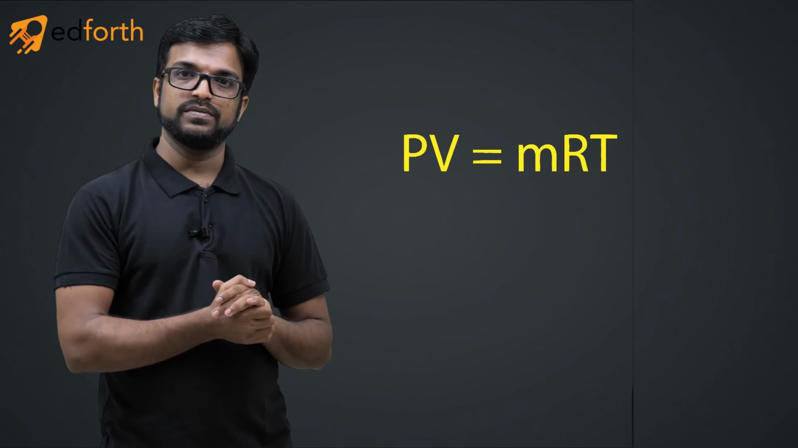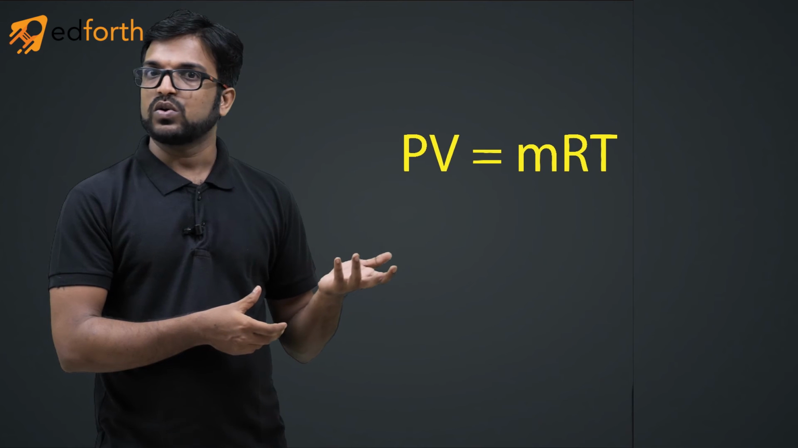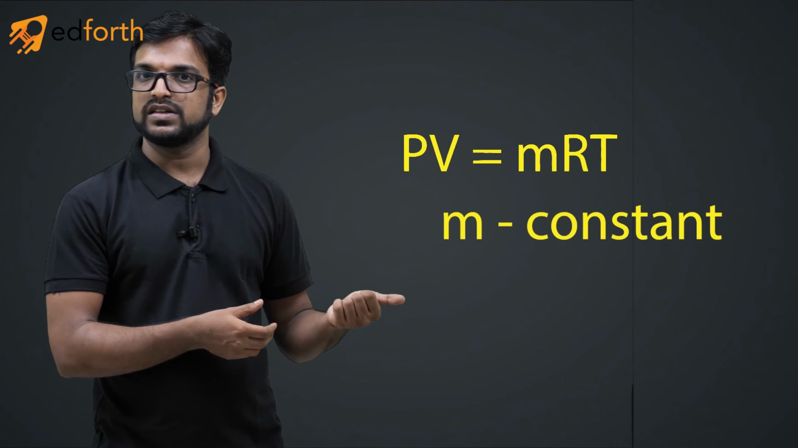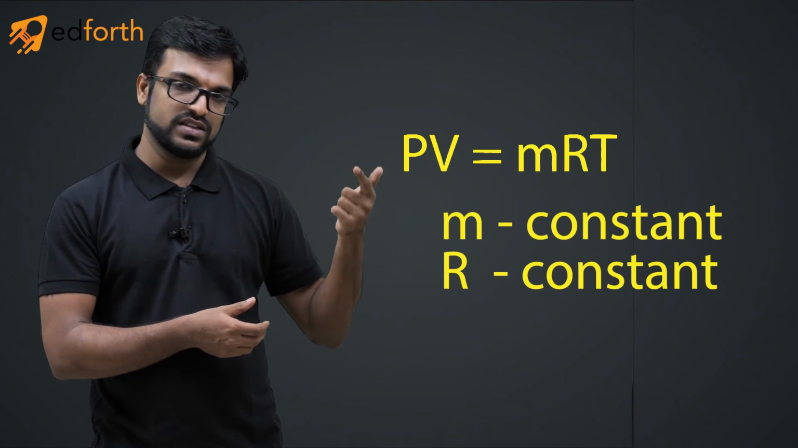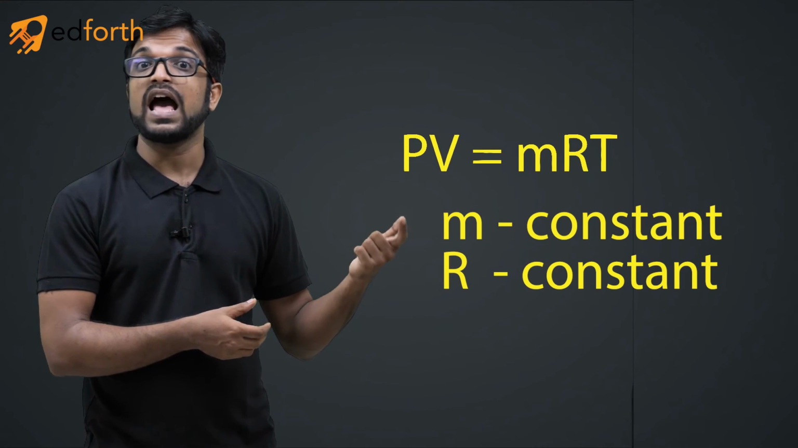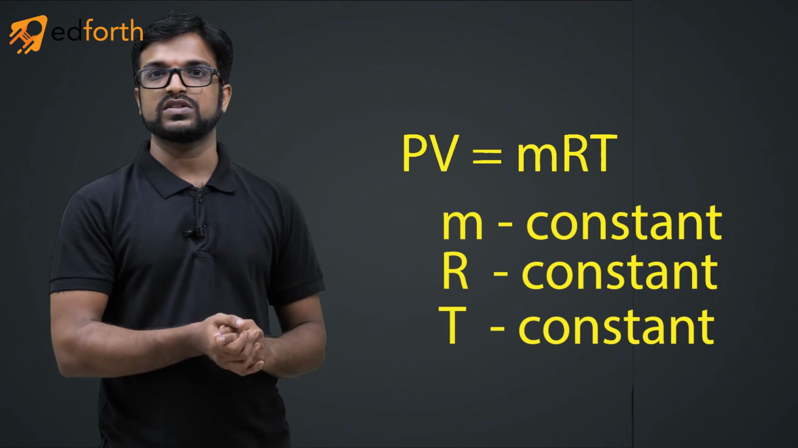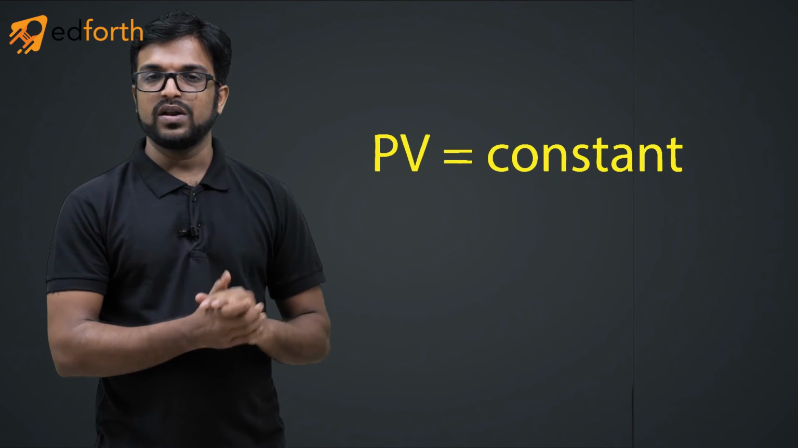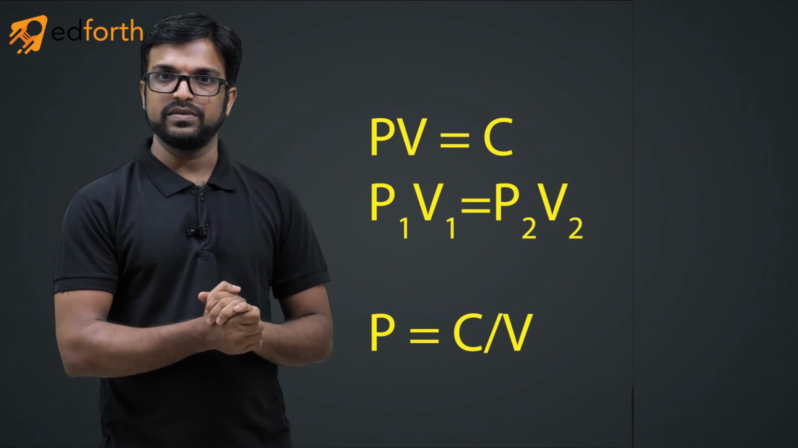We know that work transfer in a process is given by integral PdV, right? If you are taking an ideal gas, we know that PV equals mRT. We are talking about a closed system, so m remains constant. R is the characteristic gas constant, that is obviously constant. We are talking about an isothermal process, so T is also constant. So we can write PV is equal to constant, or P is nothing but C by V.